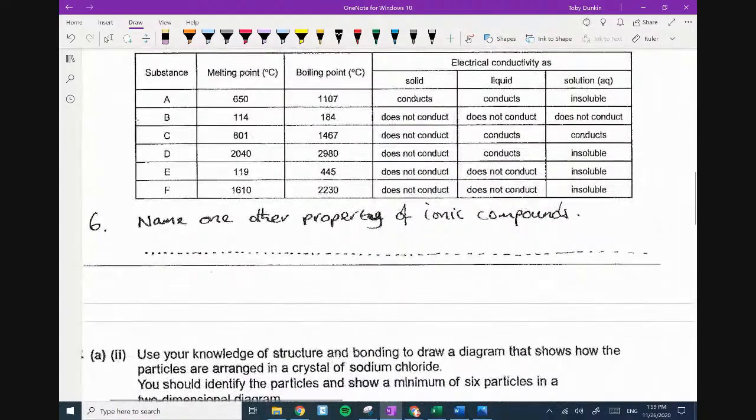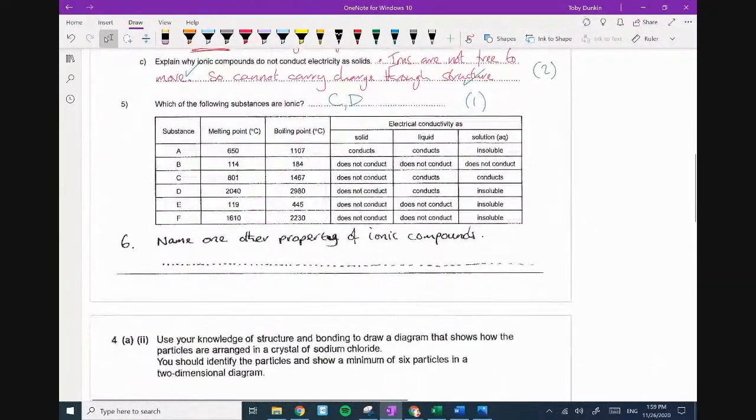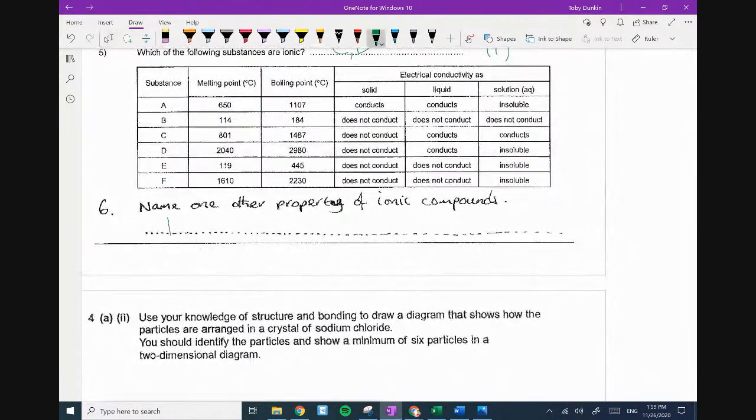Name 1 other property of ionic compounds. Well, we've had the high melting point. It's in the table. We've got the conductivity. So now we're going to go for brittle. If you've said hard, I'll give you hard.